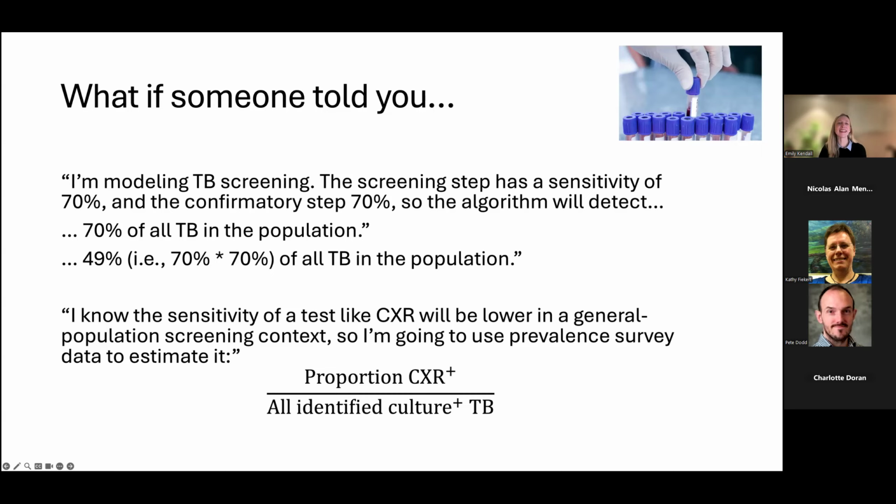And then finally, say I have a test, something like chest X-ray, and we have accuracy estimates in sick patient populations. I know that its sensitivity is going to be lower in a general population screening context where there's milder disease. So I'm going to use prevalence survey data to estimate the sensitivity of this test. Among all of the identified culture positive TB in a prevalence survey, I look at what proportion was chest X-ray positive. That's often how we estimate sensitivity of chest X-ray in screening. As I said, we'll come back to these.